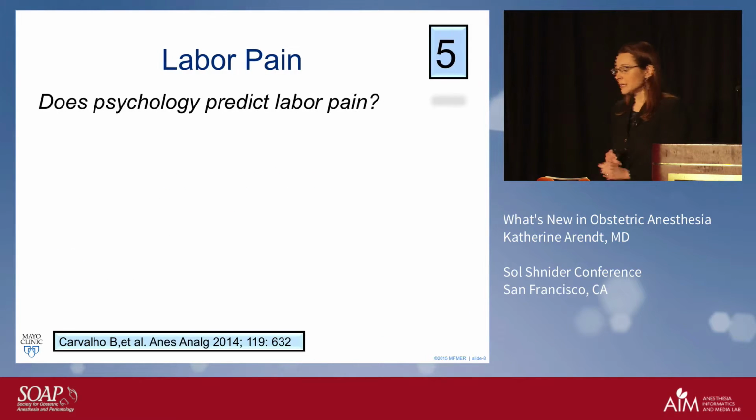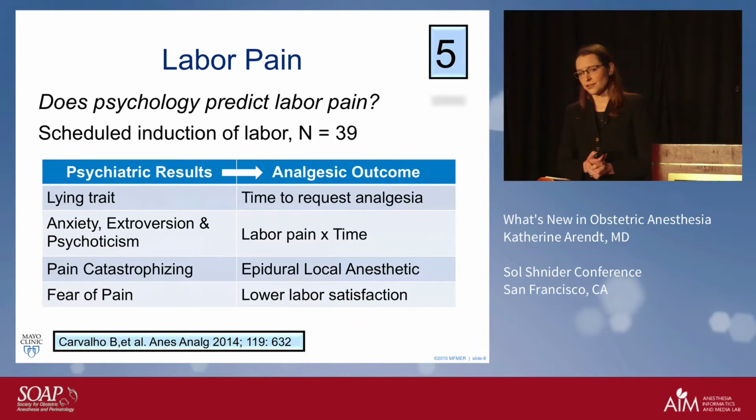Does psychology predict labor pain? Well, we all see women cope with labor in so many different ways. Dr. Carvalho also published this paper in which he used the Eysenck personality test to look at various psychological traits and relate those to analgesic outcomes. Women who tended to have a lying trait had a shorter time to request analgesia. Those with anxiety, high extroversion scores or psychoticism had a greater labor pain over time area under the curve. Women with higher fear of pain scores required greater epidural local anesthetic, as did those with pain catastrophizing, and fear of pain scores were associated with lower labor satisfaction.